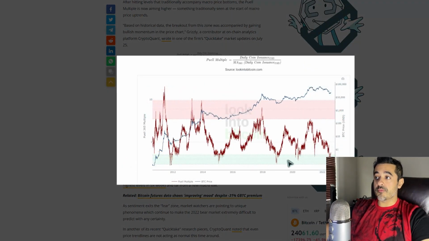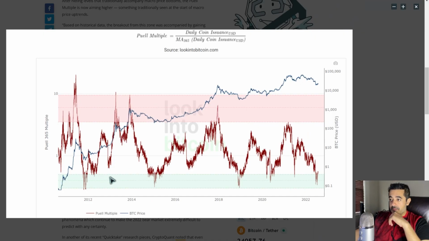All right, let's go down. We're going to look at this Puell multiple chart. So what you're looking at here at the bottom in green is a buy area. In red, you have the Puell multiple first of all. In blue, you have the Bitcoin price, and that is in log. And you have the Puell multiple here, okay? And the green at the bottom is the buy area. The red at the top is normally a sell area.